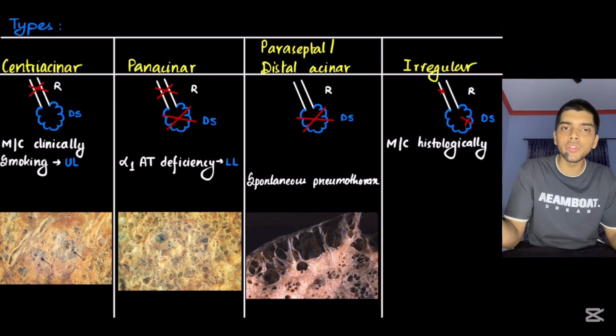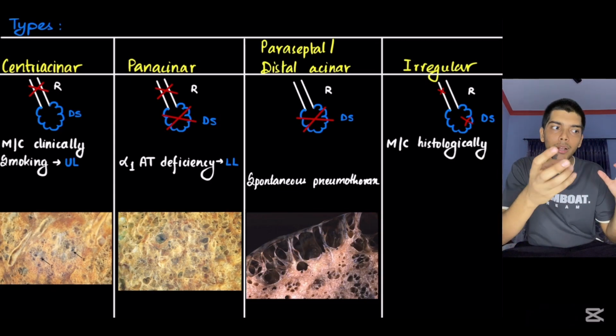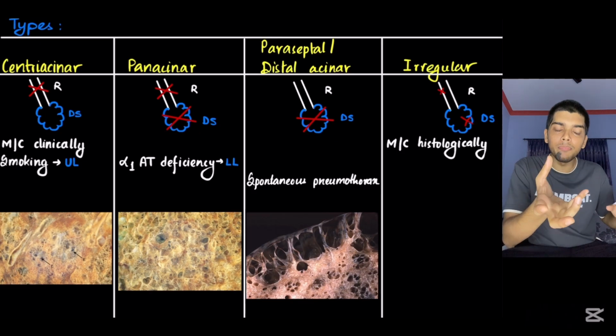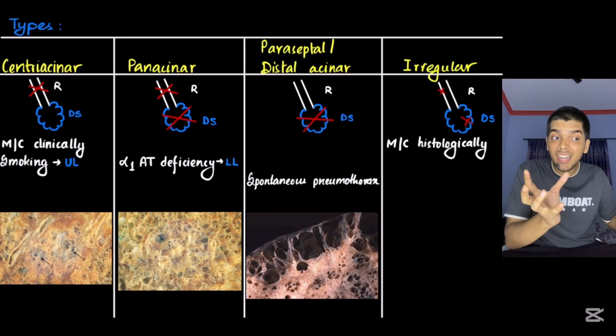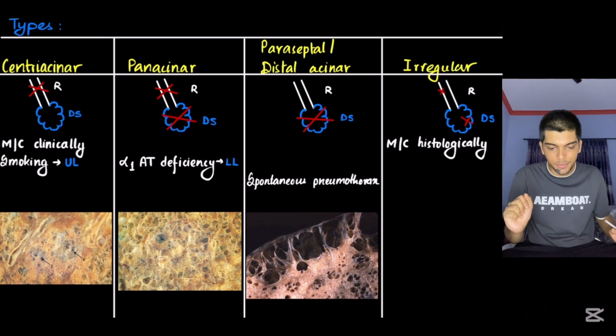So spontaneous pneumothorax is seen where there is distal balloon. Distal balloon means the distal part of the acinus is involved, that is distal acinar or paraseptal emphysema.